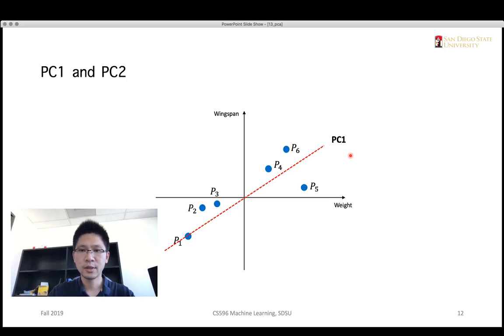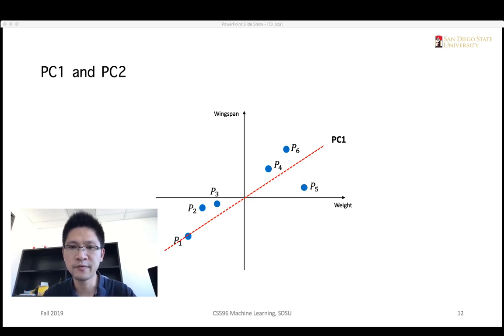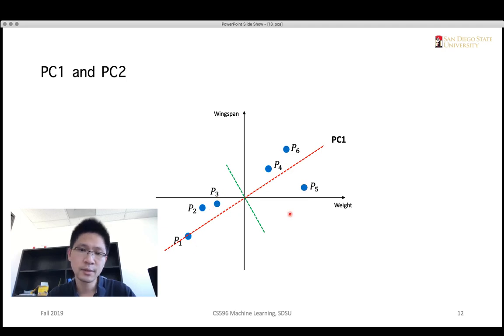Now recall the principle of PCA. We want to find dimensions that are independent of each other, or orthogonal. So as long as we have PC1, we just need to find the direction that's perpendicular to PC1, as indicated by the green dashed line here. And on this slide, there's a typo: the wingspan should be wingspan normalized. Remember, we are all in a normalized space. Anyway, this green dashed line is the second principal component.